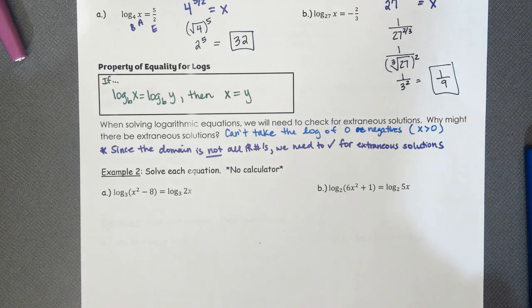Do you guys remember other types of things we had to look out for? Other domains that were not all real numbers? We did a lot of work with that at the beginning of chapter 6. What other functions didn't have a domain of all real numbers?